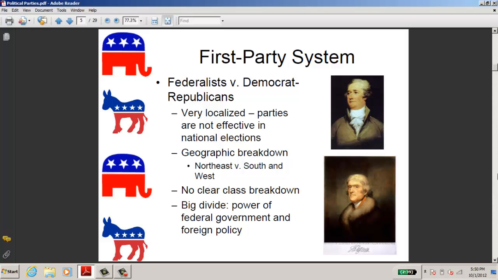The big divide between these parties was the power of the federal government in foreign policy. These parties are seen as an outgrowth of the ratification debates with the Federalists and the Anti-Federalists, one being in favor of an activist federal government, the other being in favor of a limited federal government. And certainly the French Revolution is a very polarizing event in world history that divides the parties as well.